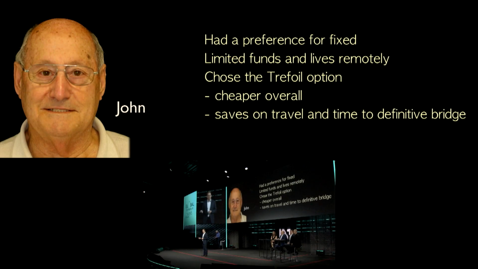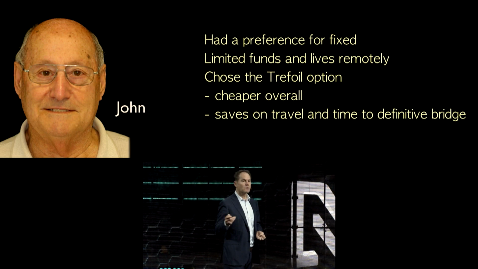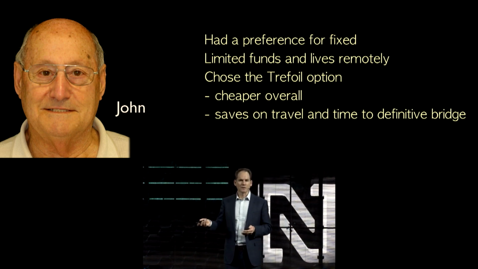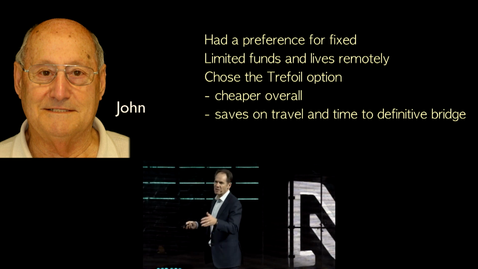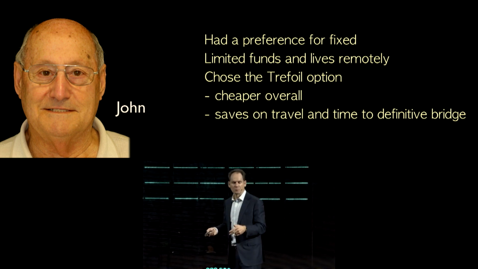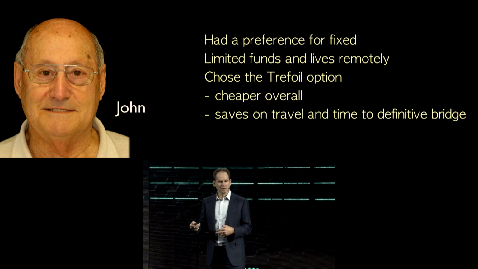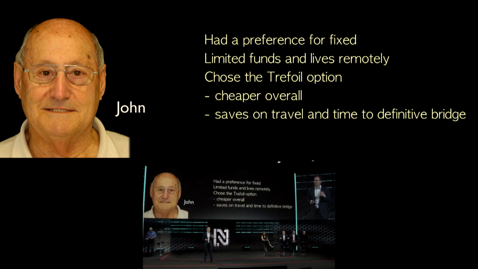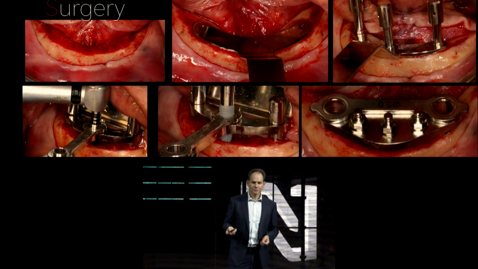So, back to John. He had a preference for a fixed solution. He had limited funds and he lives remotely, about 500 kilometres away, which in Australia is only a walk, it's basically the corner shop, but it's a significant thing for him. So he chose the trefoil option in that it's going to be cheaper overall and it saves him significant time to attend appointments and get his definitive bridge.